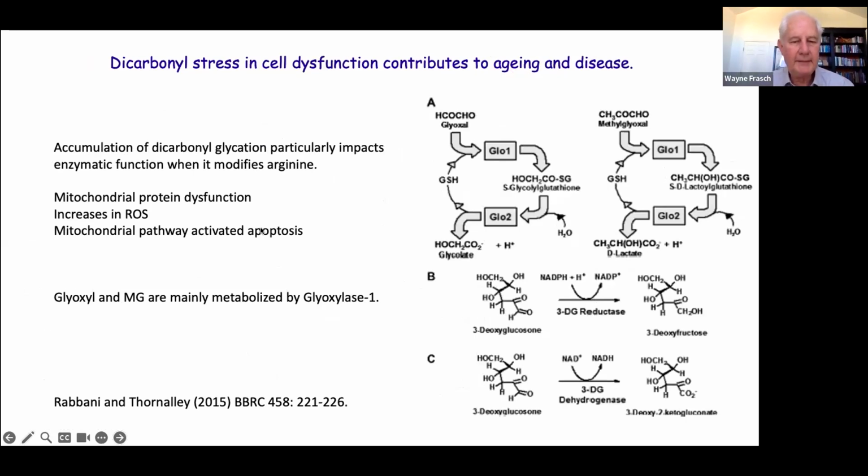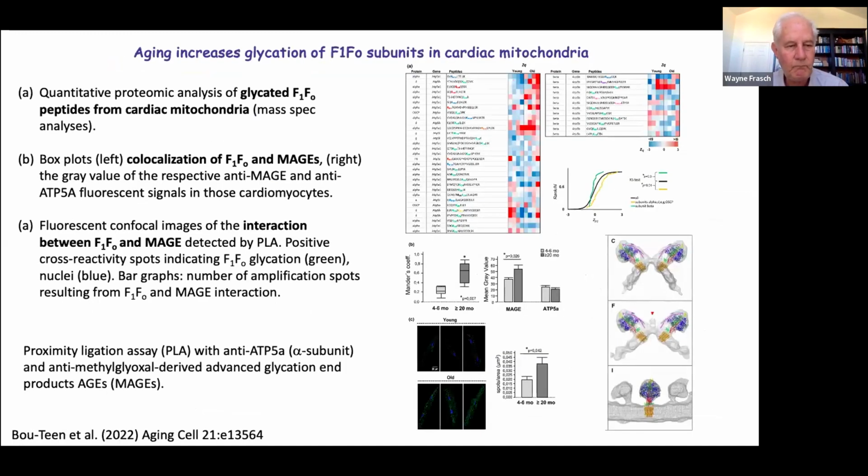And so what ends up happening is mitochondrial protein dysfunction increases. There's an increase in ROS, and it leads to activated apoptosis. So the glyoxal and this methylglyoxal, they're normally metabolized by this glyoxalase 1.